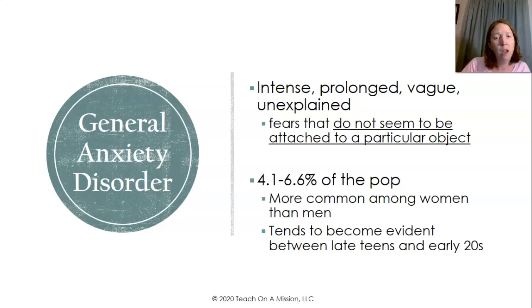Studies show that between 4.1 and 6.6% of the population experiences this one, that it's more common among women than men, and that it tends to emerge or become evident between the late teens and early 20s. This one's also one of the controversial ones that critics of the DSM have said, doesn't this just define everyone all the time? And what's the difference?